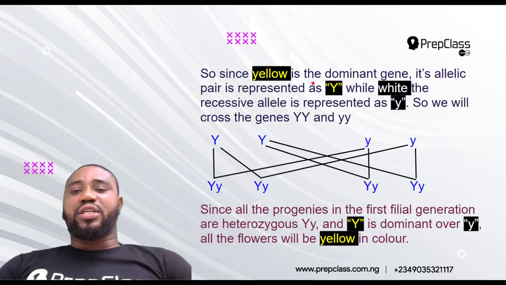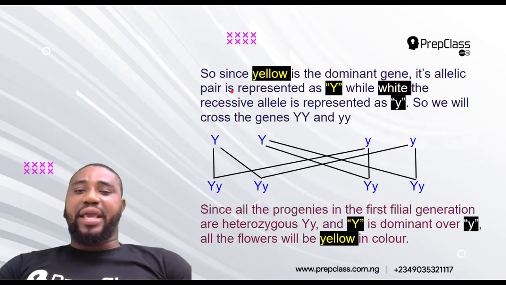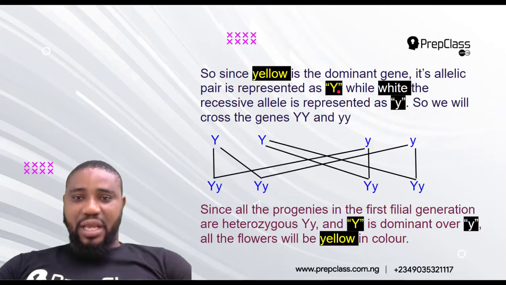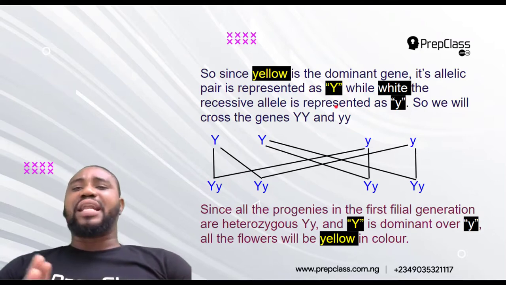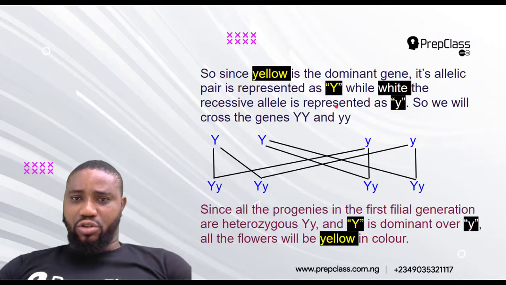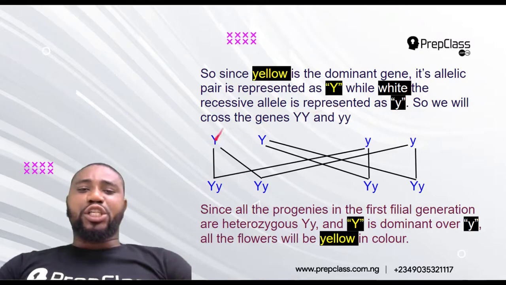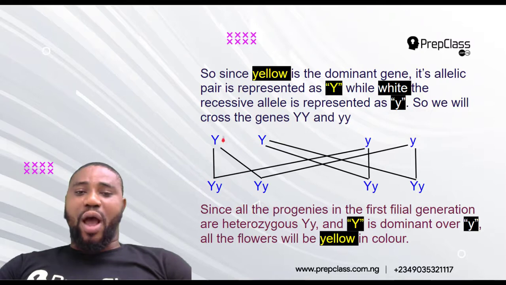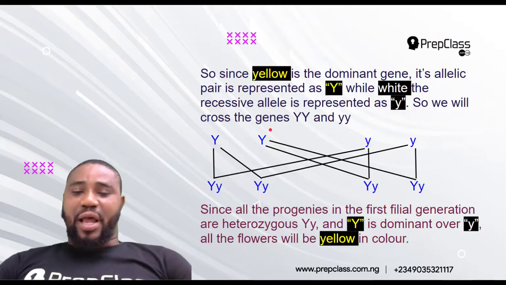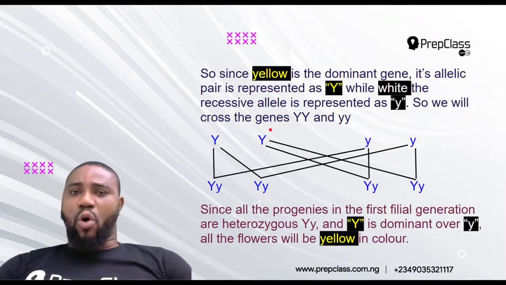So since yellow is the dominant gene, its allelic pair is represented as Y. Now there's what we call alleles. Alleles simply means alternating forms of a particular gene. Do you understand? A gene, let's say for color, usually comes in two forms. These two forms are called alleles. One like this and one like this is called an allele. So what do I mean now? Let's take a case of a tall man.